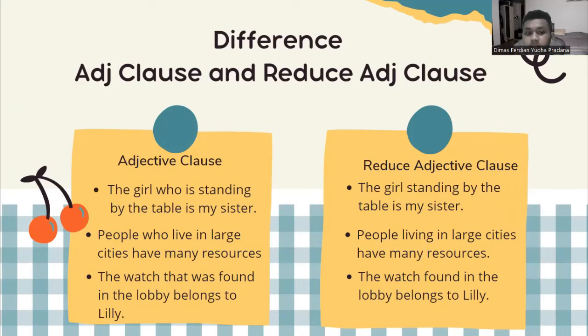The second example, in adjective clause, people who live in large cities have many resources. And the reduced adjective clause from the sentence is, people living in large cities have many resources. The last example is, the watch which was found in the lobby belongs to Lily. And the reduced adjective clause from the sentence is, the watch found in the lobby belongs to Lily.